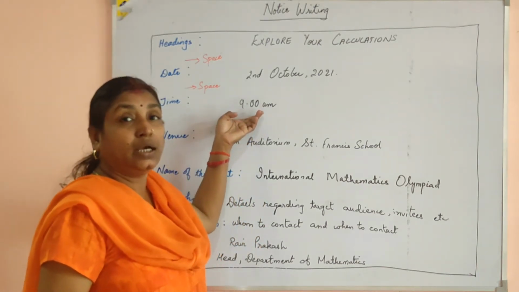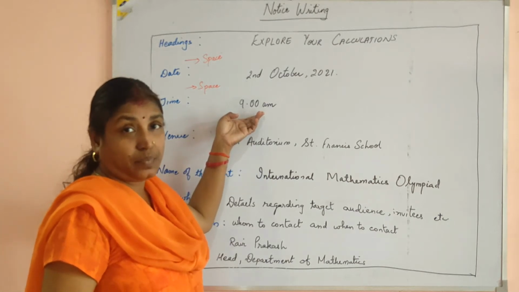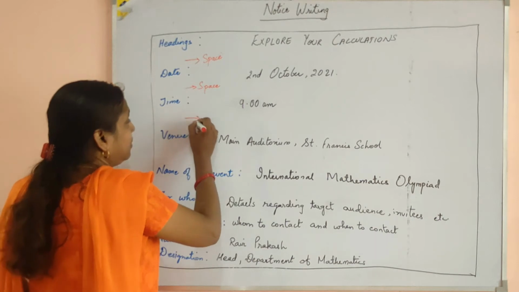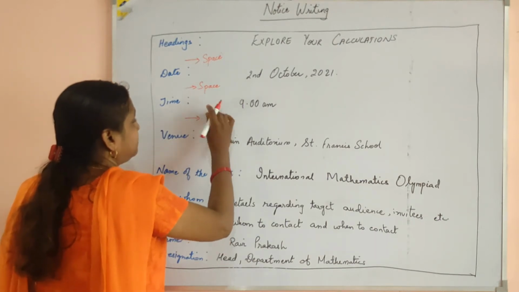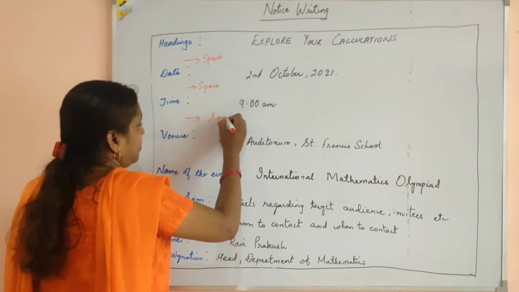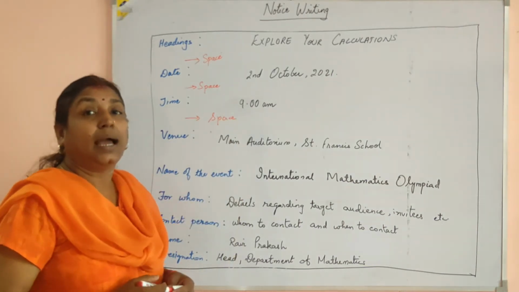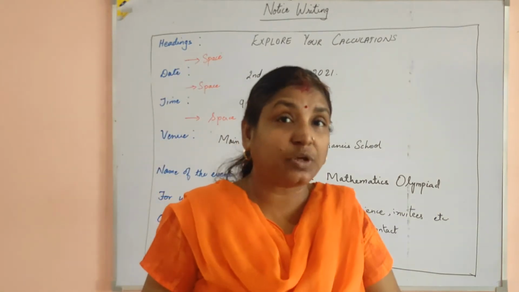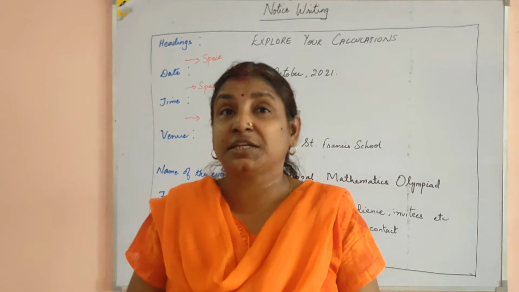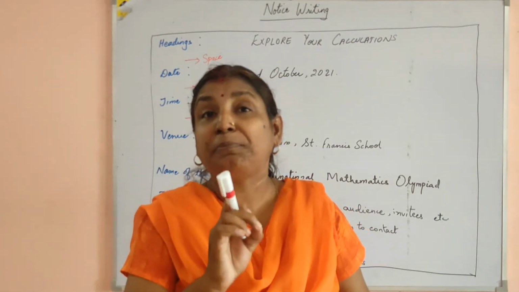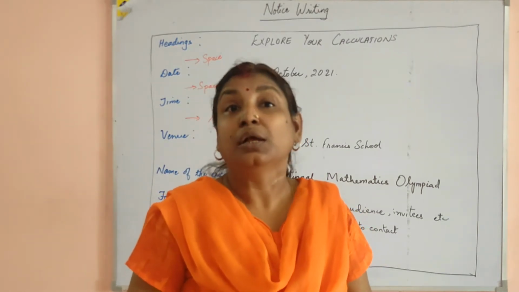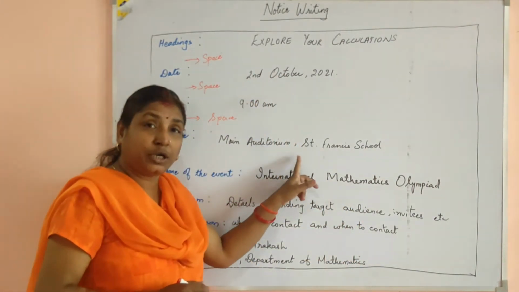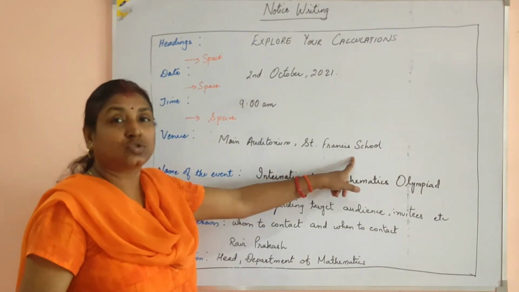Event is going to be held at 9 AM in the morning. Next is your venue. Again leave one line and write down the venue. Venue should be the exact place. Even if I write the name of the institution or organization, I should mention a particular place and entrance point where the event will be organized. So venue will be main auditorium at so and so school.